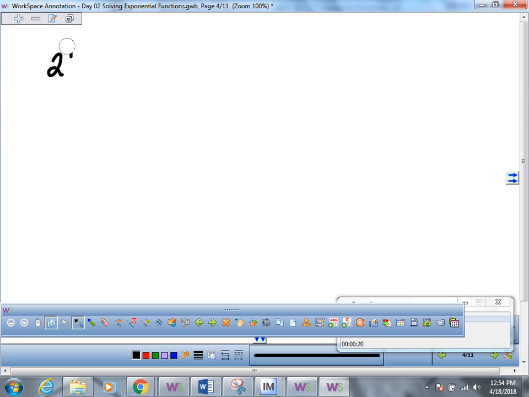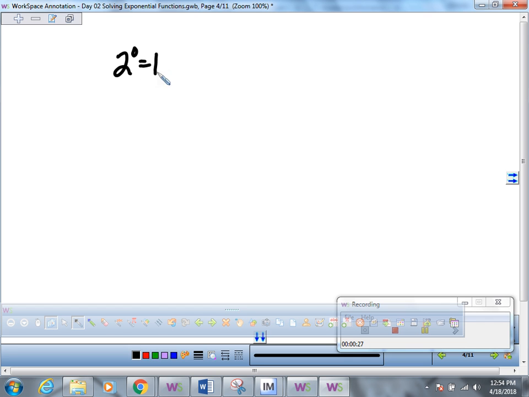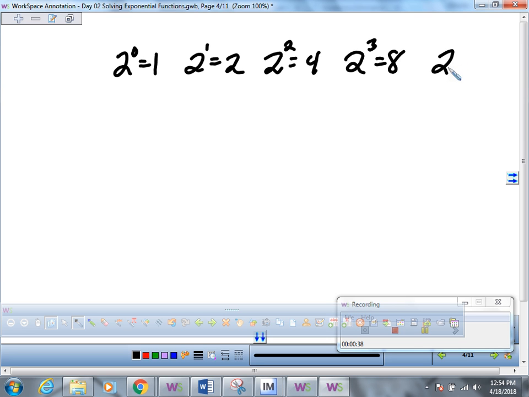First of all, let's start here. 2 to the 0 is 1. 2 to the 1 is 2. 2 squared is 4. 2 cubed is 8. And 2 to the 4th is 16.